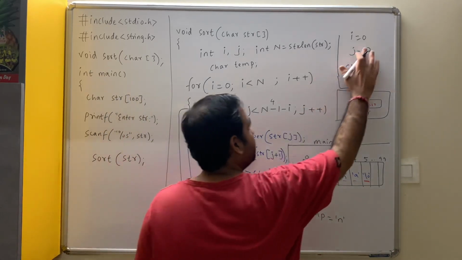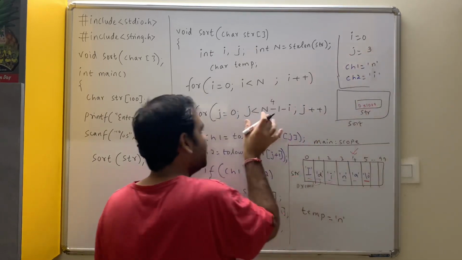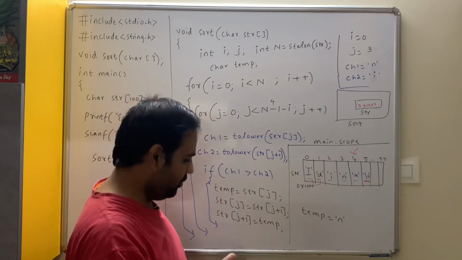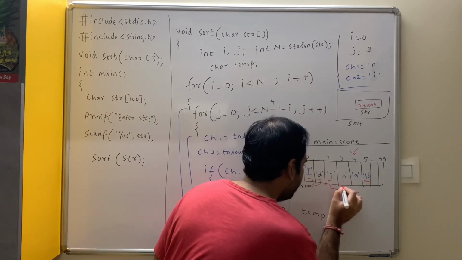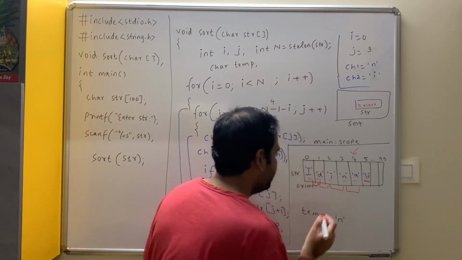Again we say j plus plus, the value of j will become 3. 3 less than 4, yes. Now you are comparing this last pair, n and a.